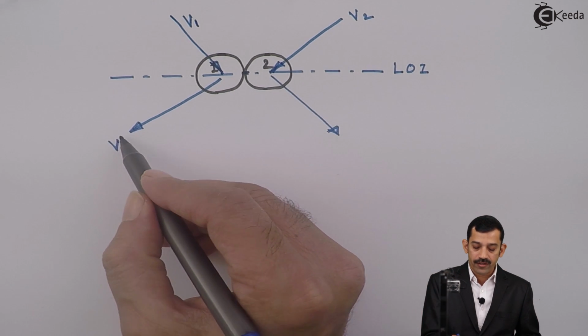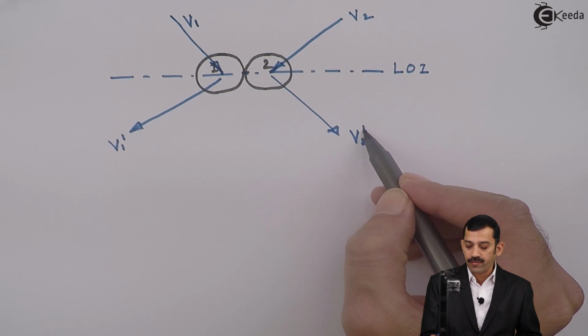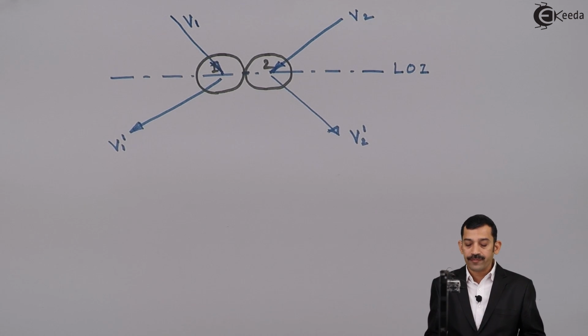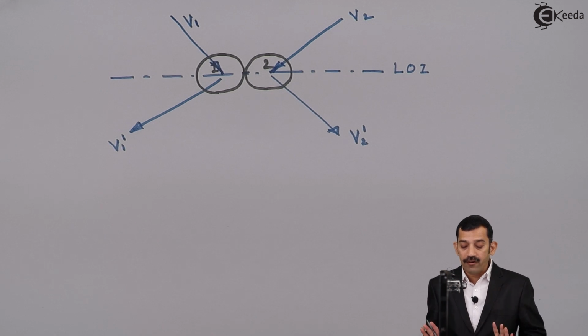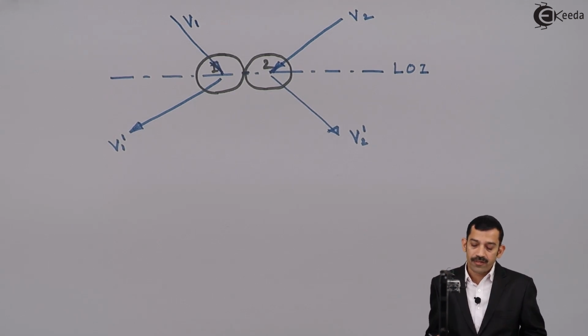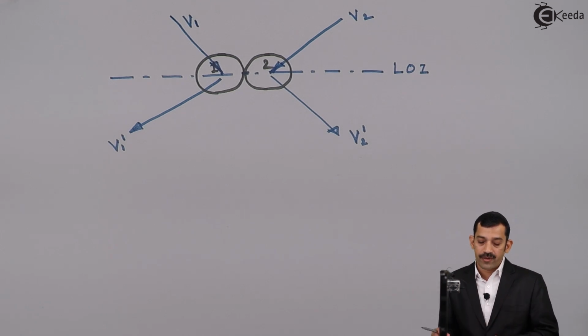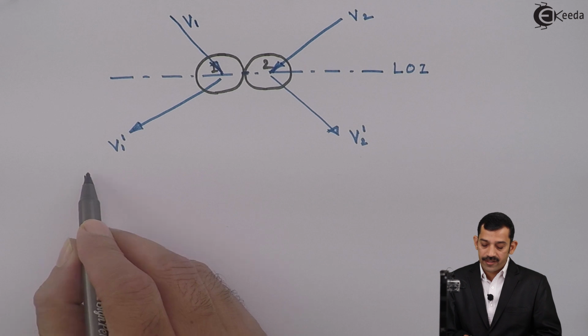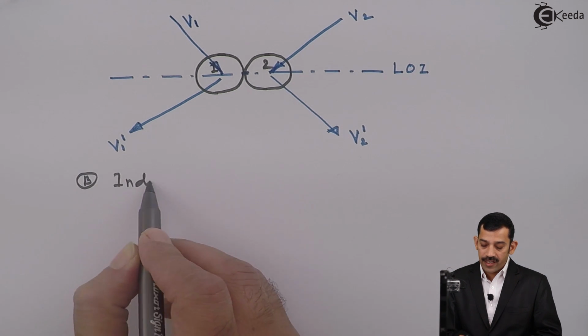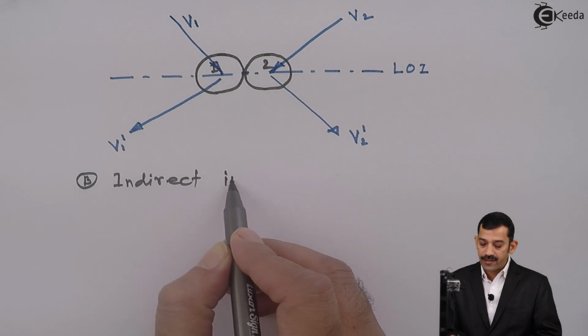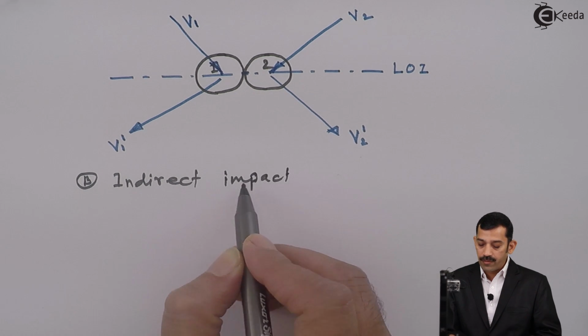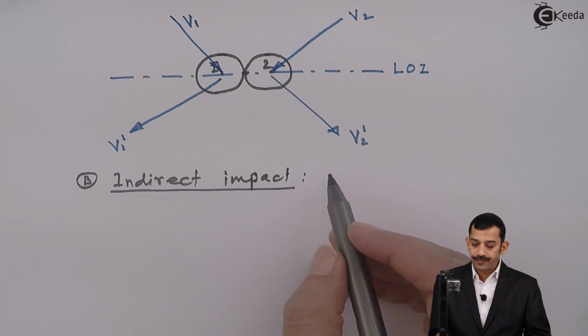Now what happens? Body 1 rebounds in this direction, and body 2 rebounds in a different direction. This velocity is after impact, this velocity is also after impact, therefore v1 dash and v2 dash. Now if we see here the line of impact and velocities, can we say velocities are non-collinear with line of impact? Before and after impact, velocities of bodies are non-collinear with line of impact. Then such type of impact is called what? This is the second type, indirect impact.